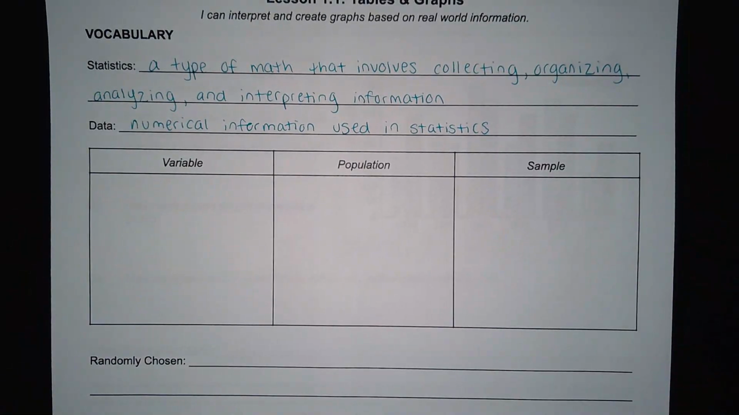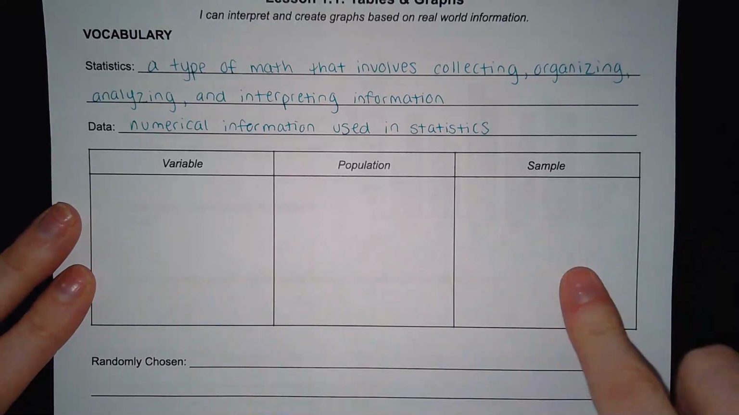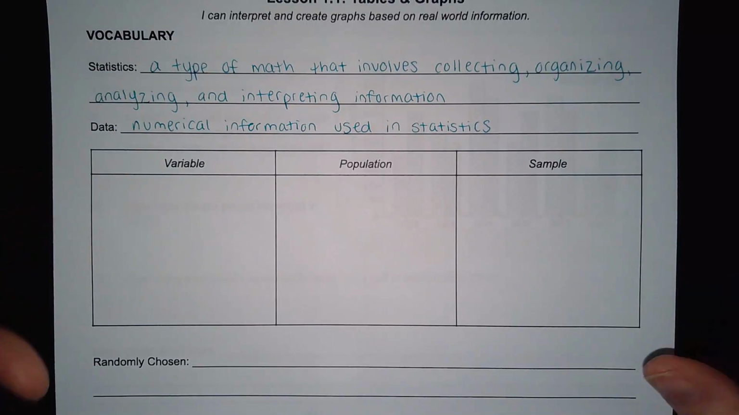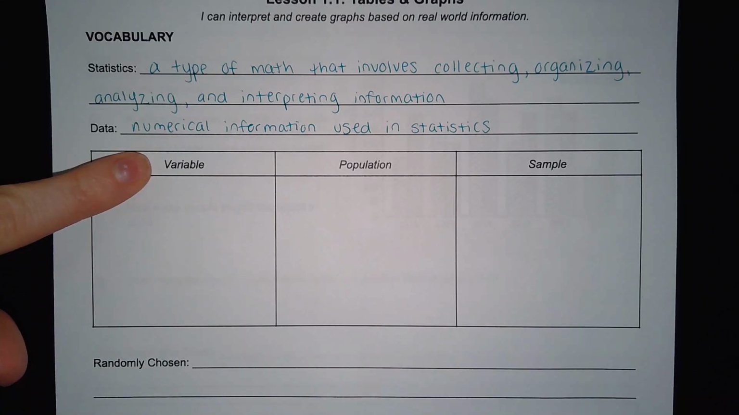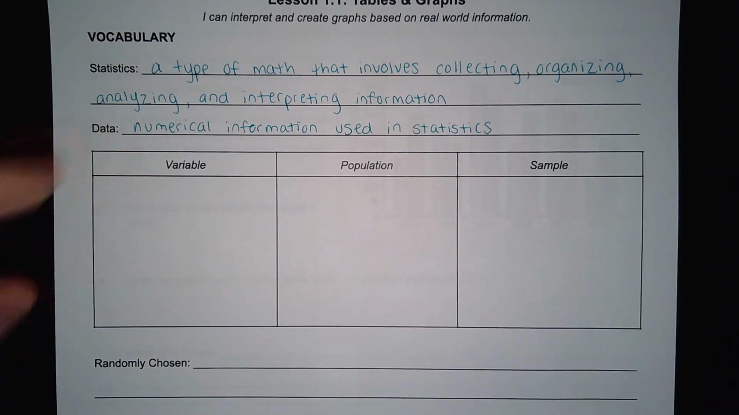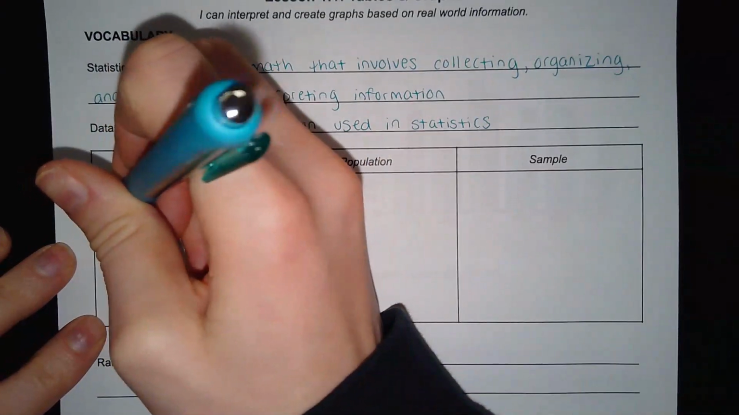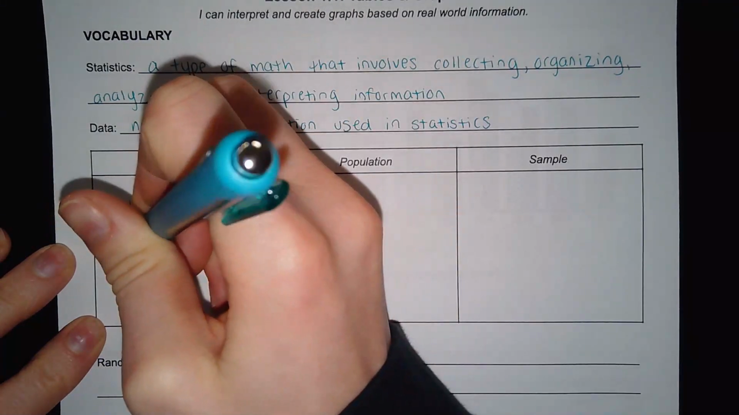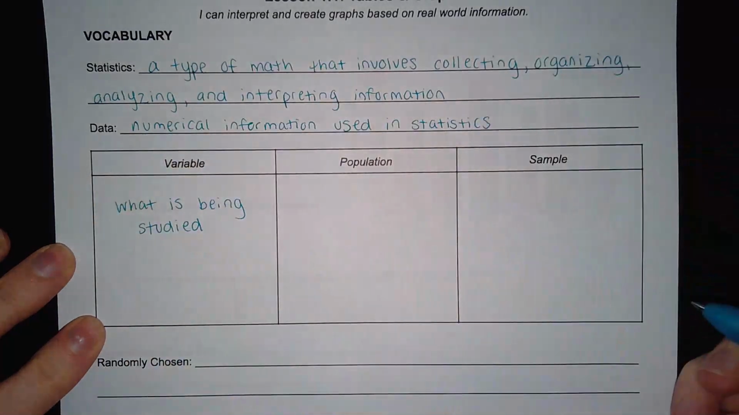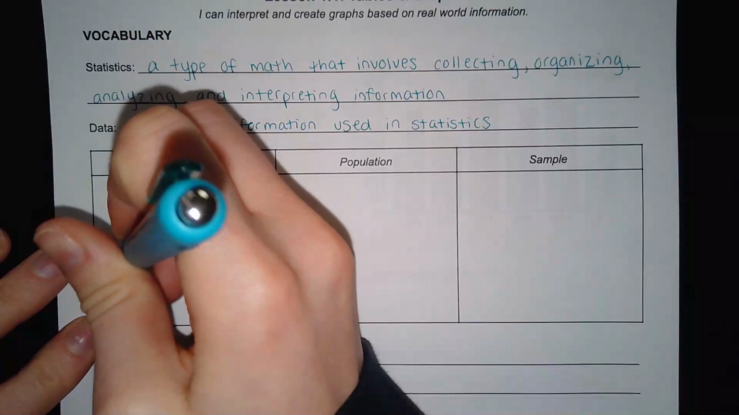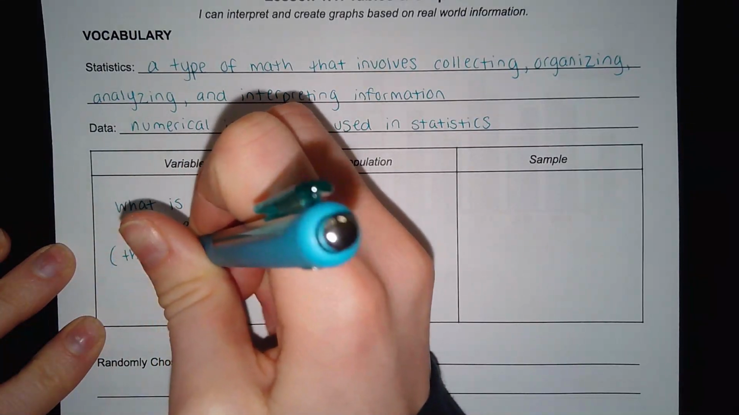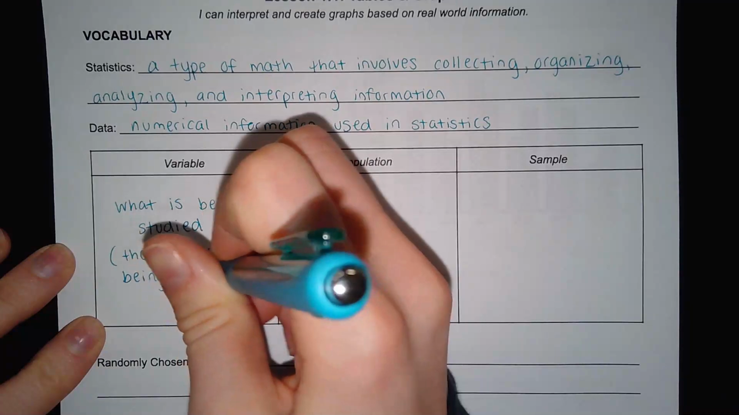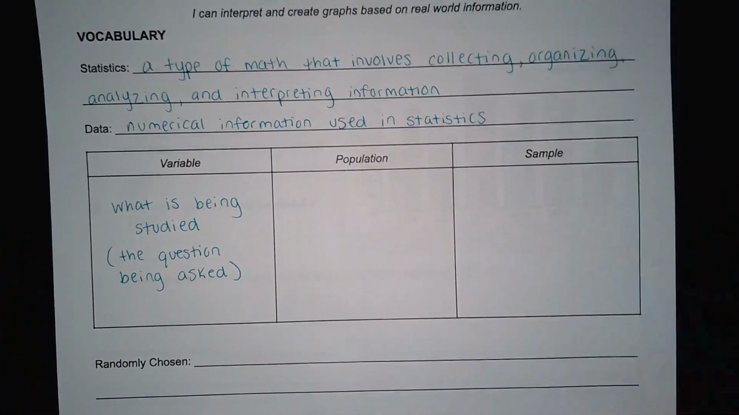Now, as we're looking at these different situations, there's three things that we're going to want to be able to identify. The first is a variable. Now, we've seen variables in math before. Typically, those are letters like X and Y, but in statistics context, a variable is going to be what is being studied. Another way to think about this is the question being asked. This is often the number.